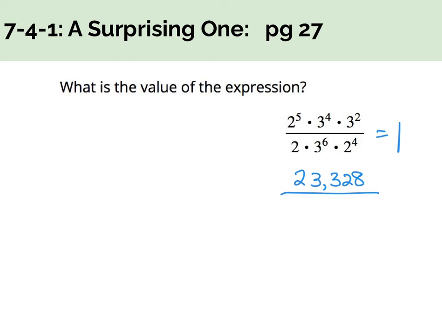Let's do the same thing on the bottom. We're going to do 2 times 3 to the 6th times 2 to the 4th, and we're also going to get 23,328. And if you divide those two, you're going to get 1. So we're going to talk about this a little bit further as far as dividing exponents. We're going to talk about how that actually works.